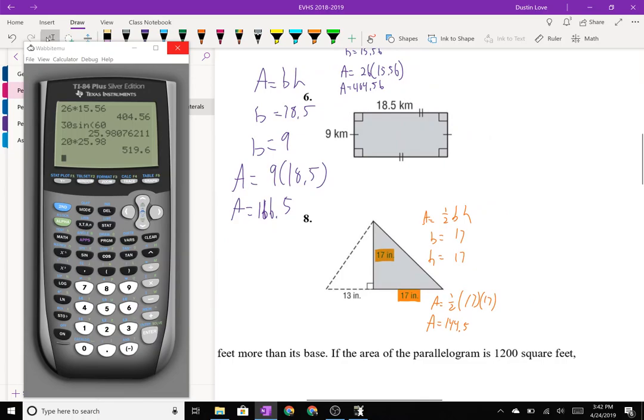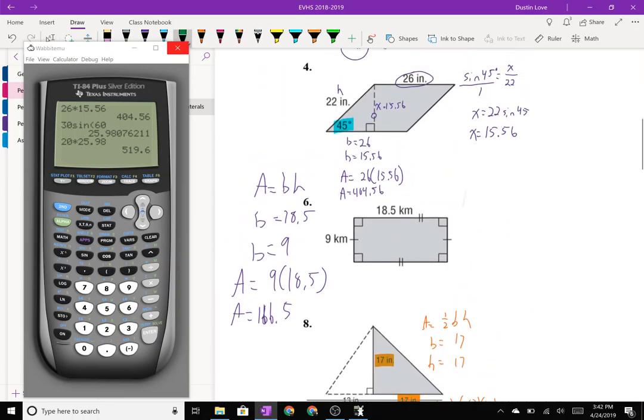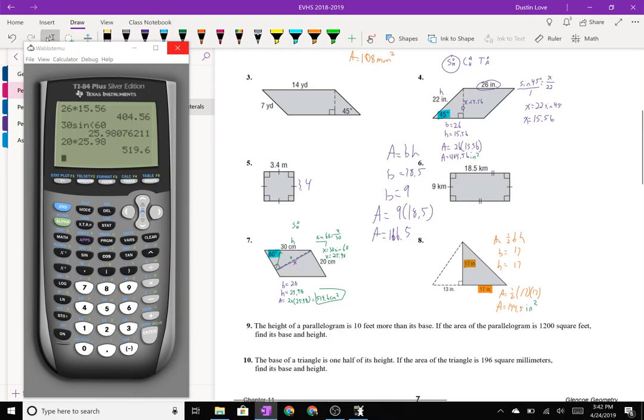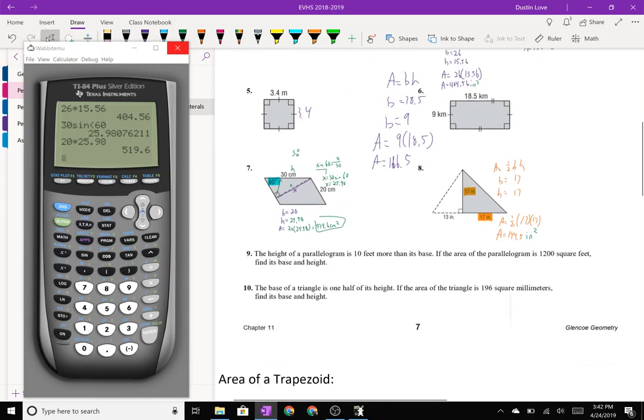Oh, something I forgot to do on these was put my units on all of them. On this one, that was 144.5 inches squared. And over here, this one was also inches squared. So that's all we're doing for triangles and parallelograms for now.